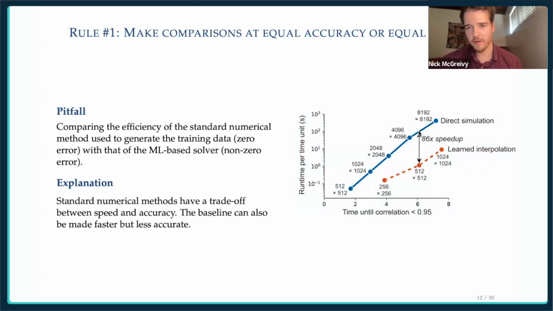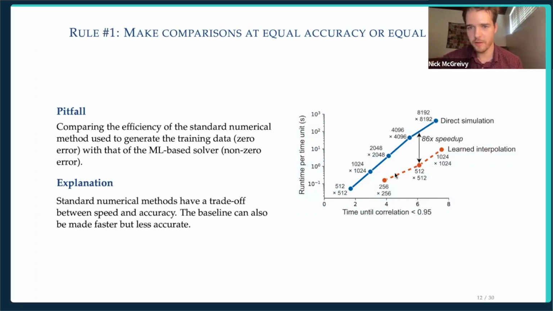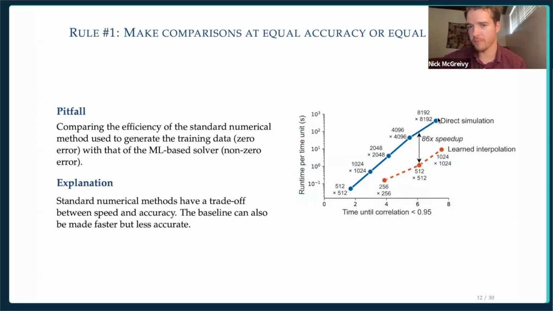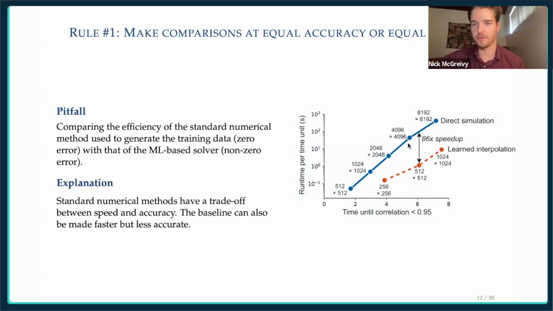Now, what would not be a fair thing to do would be to compare this blue dot here to this red dot here, and say that they're 4 orders of magnitude faster. You can't say that it's 4 orders of magnitude faster because this point is very accurate and this point is much less accurate, and you can reduce the resolution to make the standard numerical method baseline much faster as well.